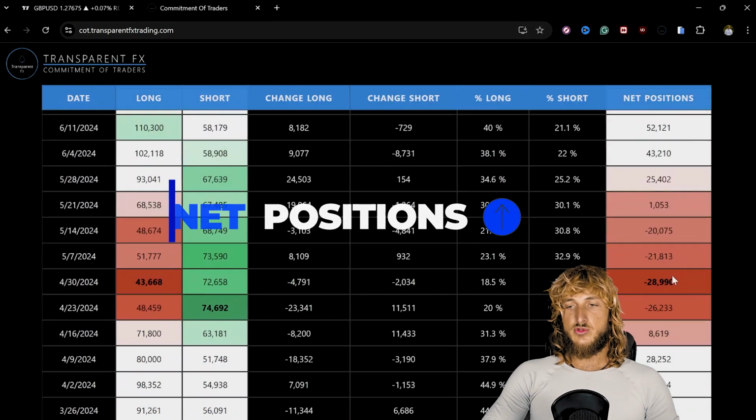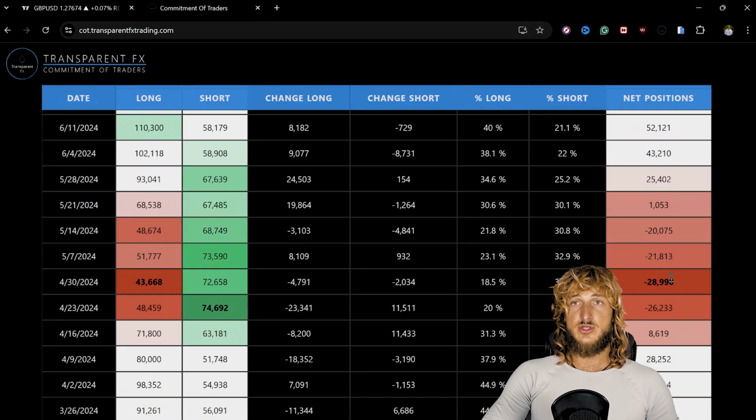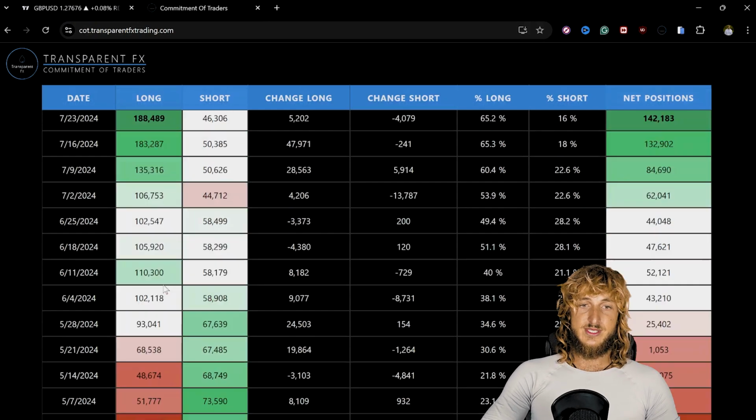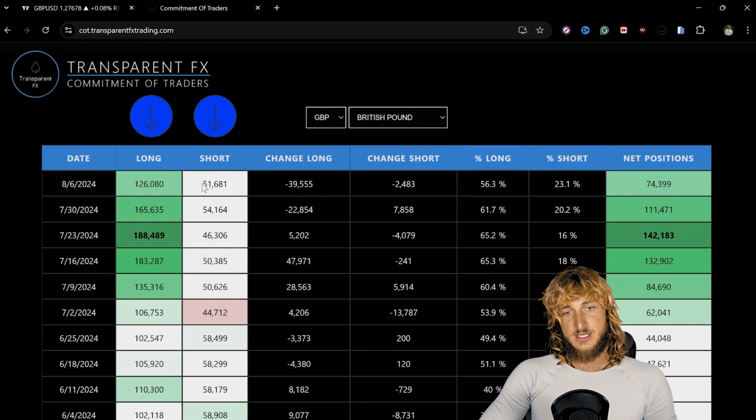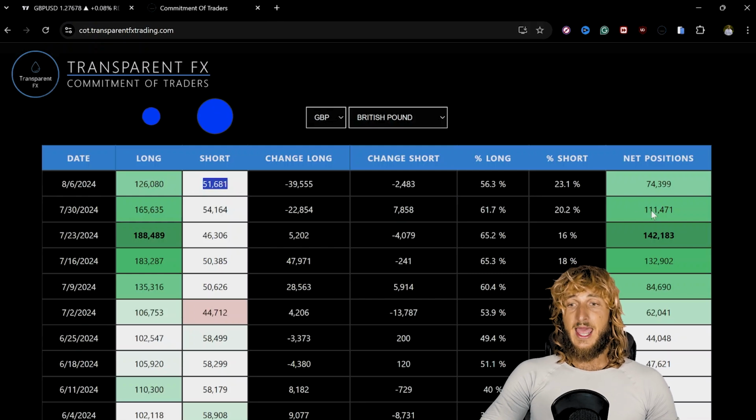So essentially, institutions went from having a negative net positioning, meaning that they went from having more shorts than longs, with 72.6k shorts and 43.6k longs, all the way up to having the complete opposite, so more longs than shorts, with 126k longs and only 51k shorts. And this increased the net positioning to the current level of 74.3k.